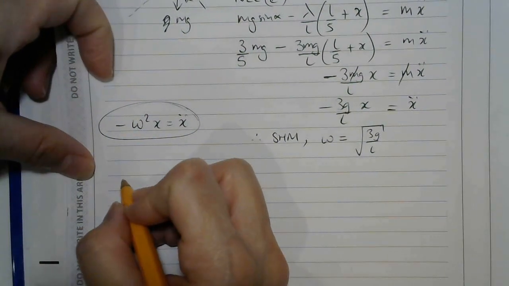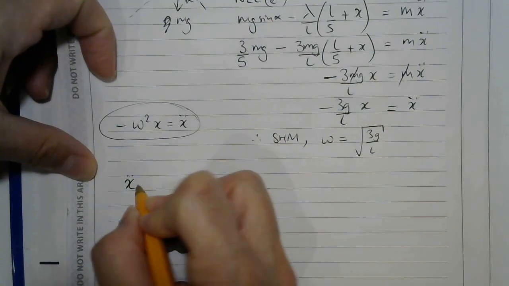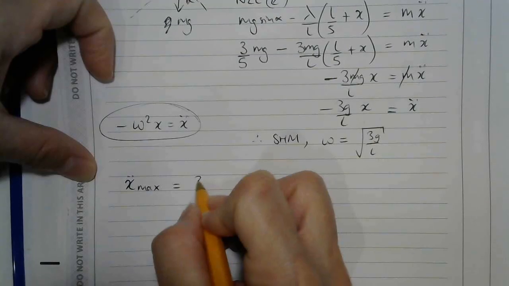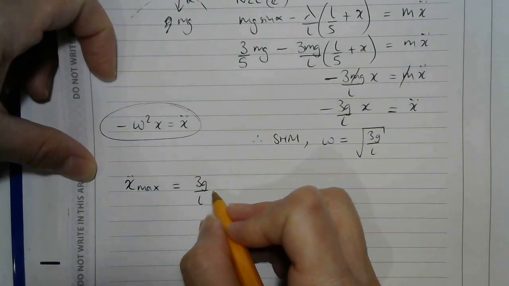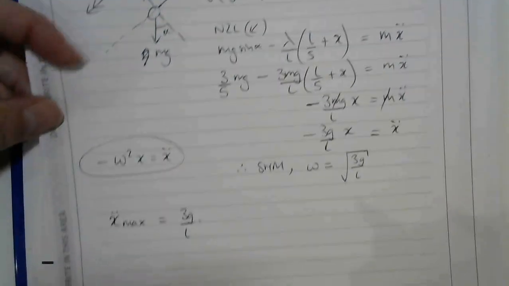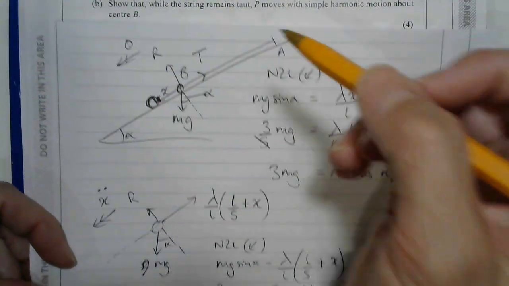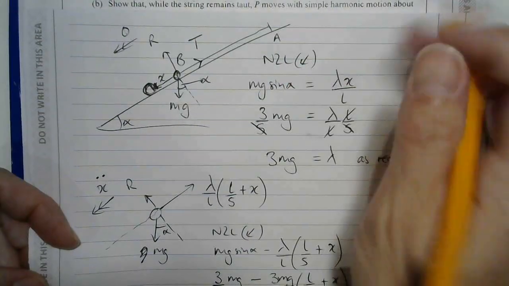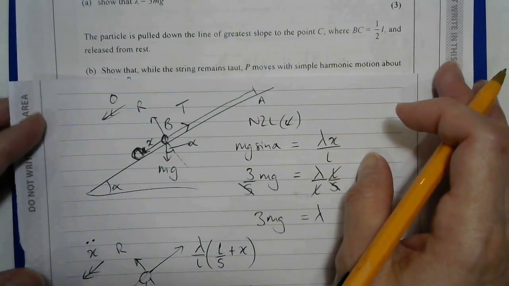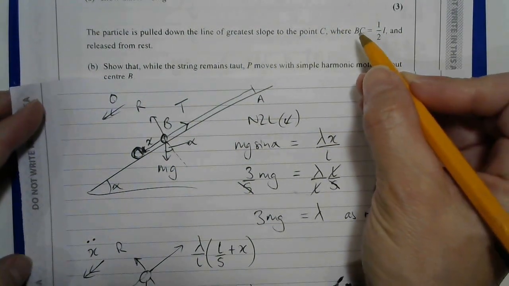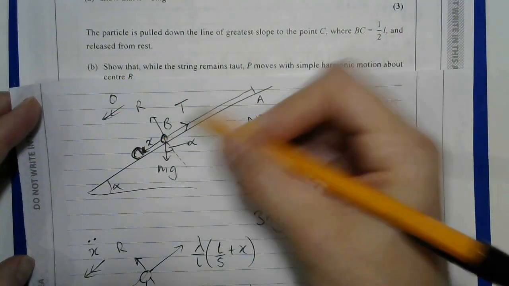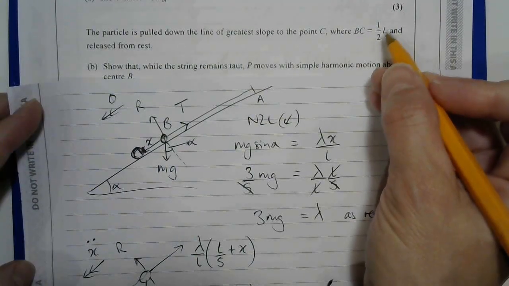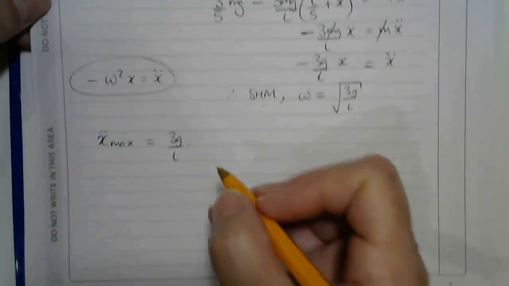So the magnitude of the acceleration, or the maximum, will be omega squared, so 3g over L, multiplied by the maximum that x can be, which is the amplitude, which will be how much it's actually pulled down away from the equilibrium position. So if we look back, the equilibrium position was at B, and then we were told it was pulled down a further L over 2. So L over 2 is going to be the amplitude.